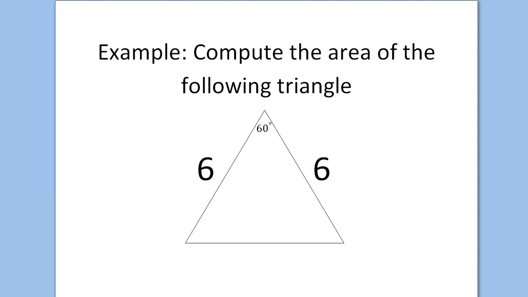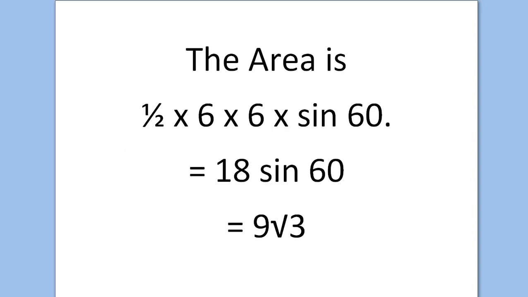So to work out the area of this, we use that formula, and we get the area equal to half times 6 times 6 times sine of 60, which is equal to 18 sine of 60, which is 9 root 3. You can do that in your calculator and check it. And we're using degrees here for our angle units. We're not using radians or any other unit.